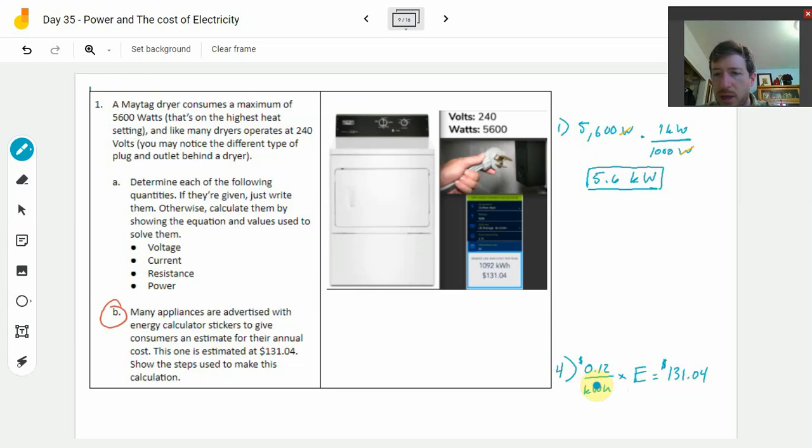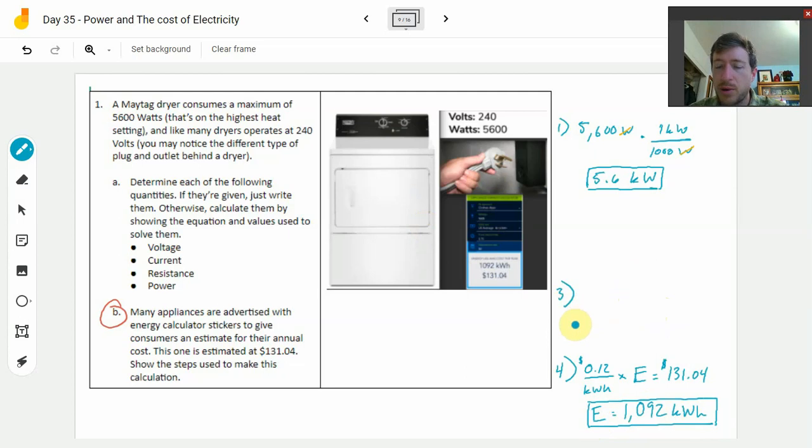Sorry. So if we divide both sides by $0.12 per kilowatt hour, what we end up getting is the actual energy used to give us that total, which is 1,092 kilowatt hours. So that's the actual amount of energy that this is projecting that we'd use in a year using this dryer.